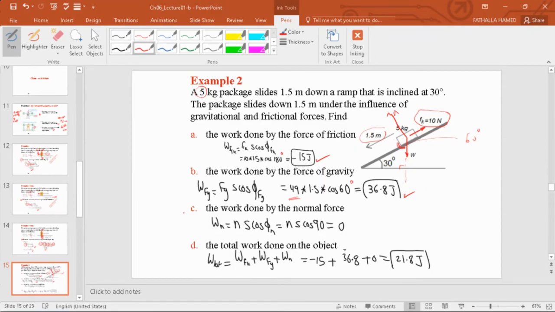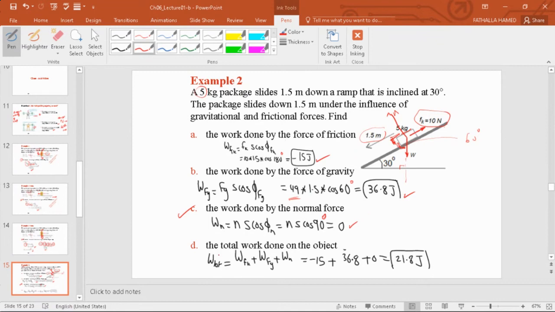Now you can look at the work done by the normal force. In this case, you know that if you look at the angle between the normal force and the displacement, you'll find it's 90 degrees, and cosine 90 degrees will give you 0. So that's the work done by the normal force. These are all the forces that I have here. I have the weight, I have the normal force, and I have friction.